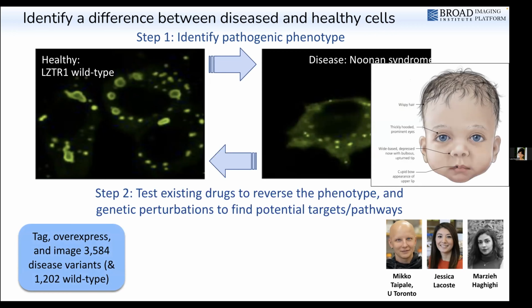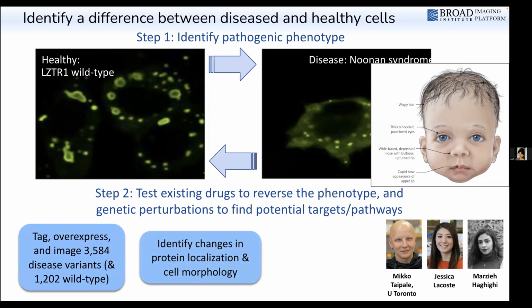The Taipale lab has created an image-based profiling data set for more than 1,000 Mendelian diseases across more than 3,500 mutant alleles by overexpressing them in a cell line. The initial goal was to systematically characterize just the protein localization of the disease variant alone, and doing so by scoring images by eye. Jessica Lacoste in Miko's lab led this work. We're now taking a fully automated and unbiased approach to this problem. That is, we're looking at not just protein localization, but a broad set of morphological measurements to find unique signatures of mutants in this work led by Marzi Haghighi in our lab.